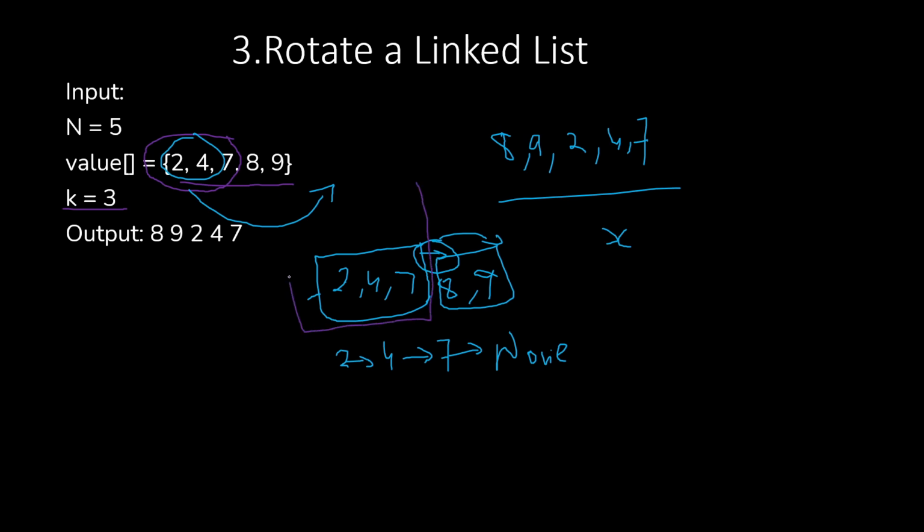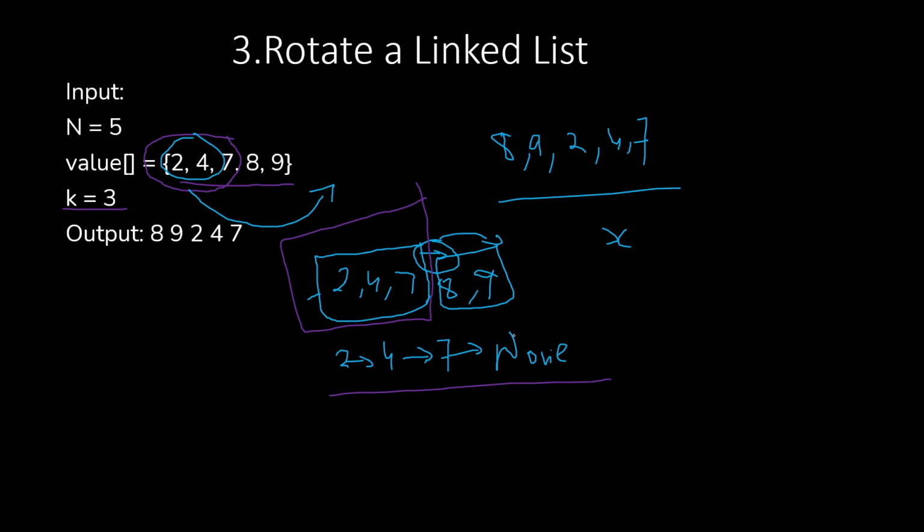After iterating till this part, after the k equals 3 part, so 3 times we have iterated and separated the boxes by storing the next address in x and giving the value of 7's next as None. So 2 4 7 None will become one linked list. Now what about this one?